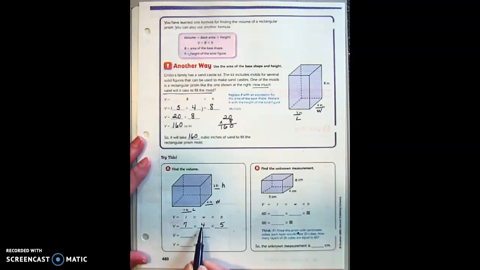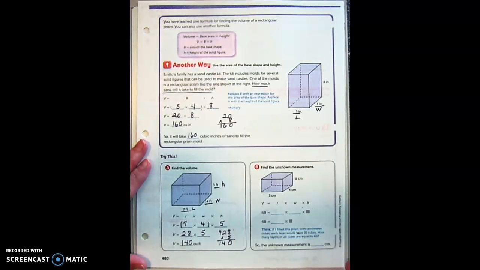So 7 times 4, this will give us our area of our base, which is 28. And then by our height, so 28 times 5, 5 times 8 is 40, 5 times 2 is 10 plus 4 is 14. So the volume is 140 cubic feet.